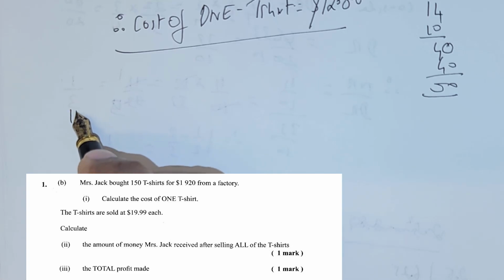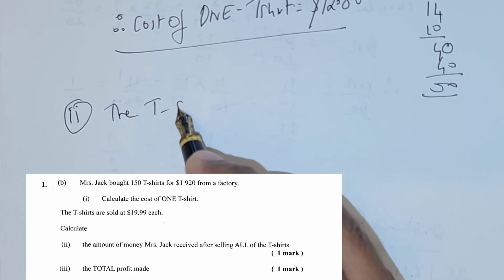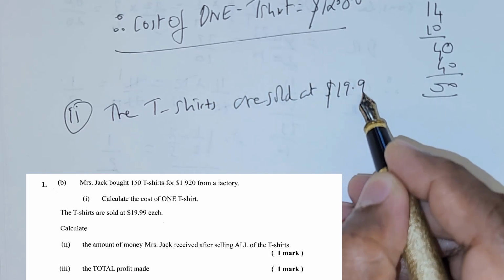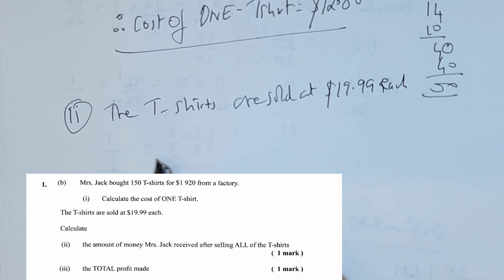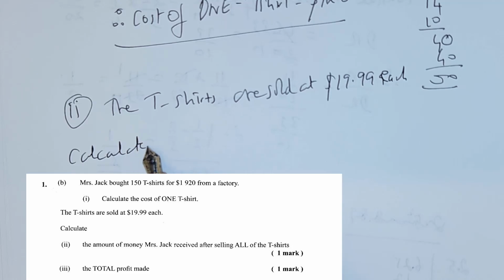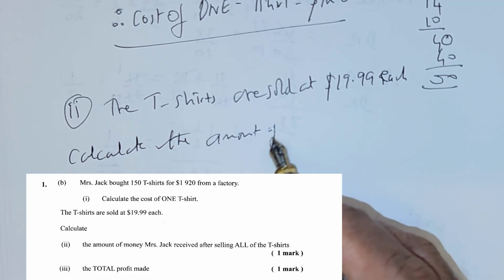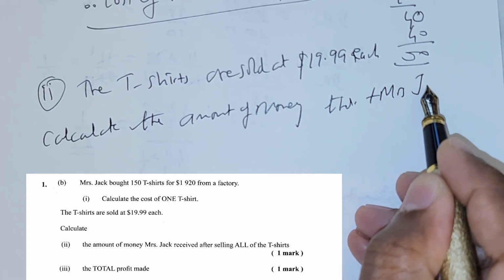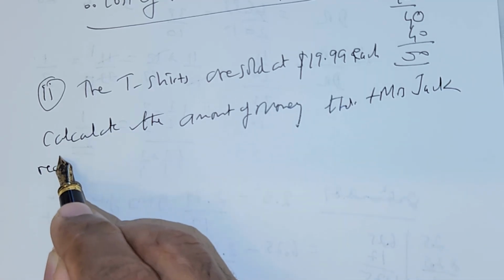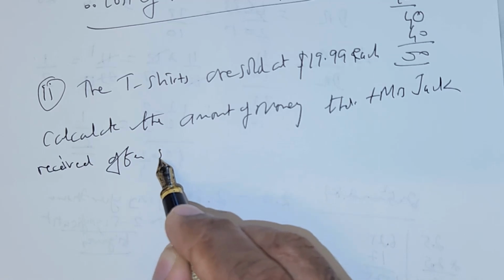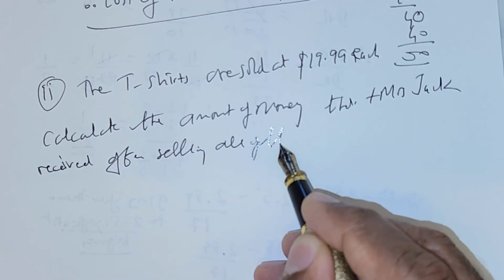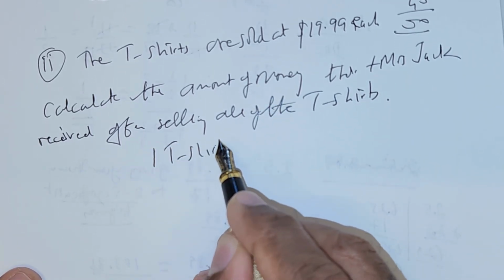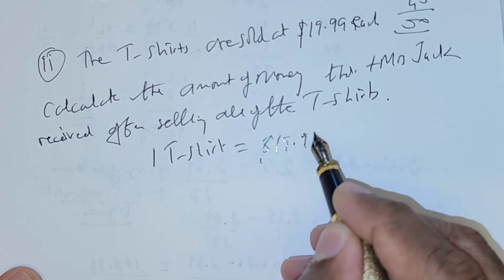It states that the t-shirts are sold at $19.99 each. Calculate the amount of money that Mrs. Jack received after selling all of the t-shirts. So one t-shirt is sold at $19.99.